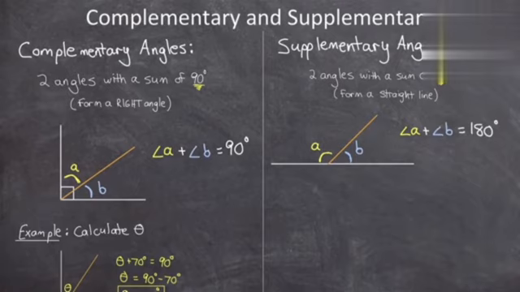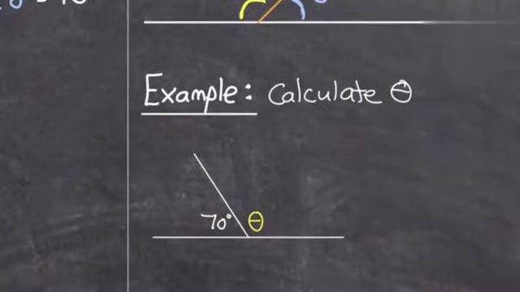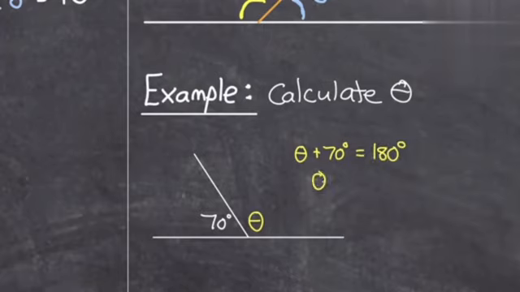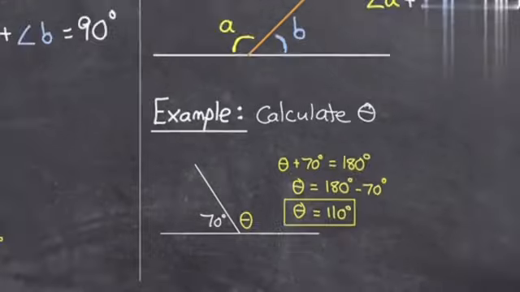And let's do a quick example with supplementary angles. In this example, we need to calculate angle theta again. So let me zoom in and notice that angle theta and 70 degrees combined together form a straight line, so they're supplementary. That means that angle theta plus that 70-degree angle would have to equal 180 degrees. So to calculate theta, just find the difference between 180 and 70, which means that angle theta would be 110 degrees. So I'll zoom out so you can see that whole section.